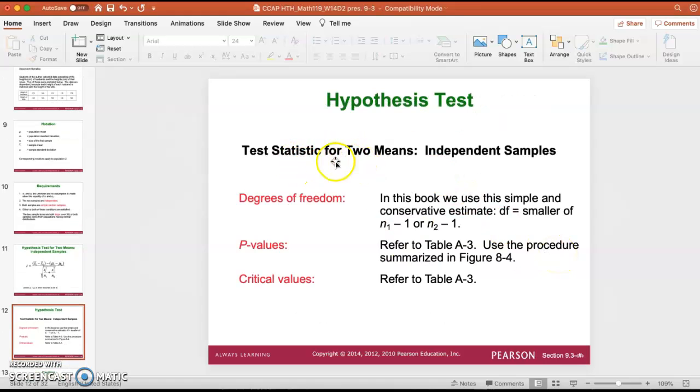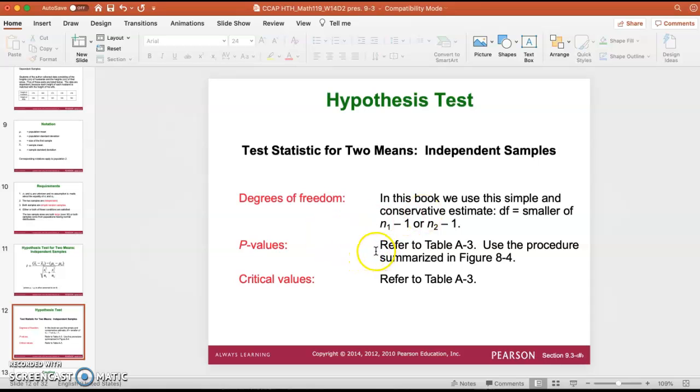And so just some more with that test statistic. The degrees of freedom can be very complicated. But instead, what we're going to do in this book is use the conservative estimate of degrees of freedom, which basically means you take the smaller of the first sample size minus 1 or the second sample size minus 1. Whichever one of those differences is smaller, just use that for the degrees of freedom. Otherwise, the calculation can be quite long.